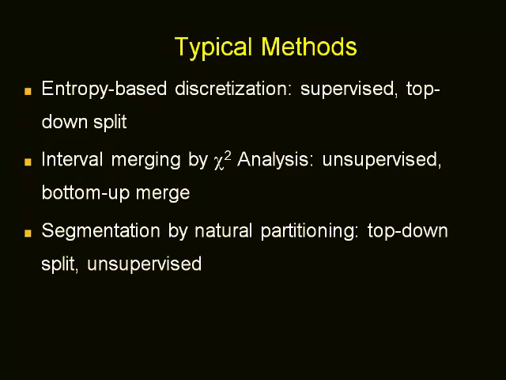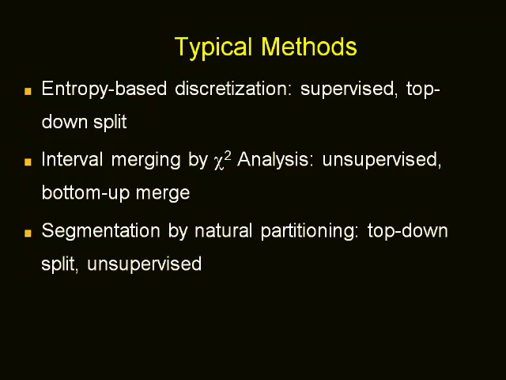Given a set of samples S, if S is partitioned into 2 intervals, say S1 and S2, using the boundary T, where the boundary T can be considered a split point, the information gain after partitioning is calculated with the formula shown on the slide. I(S, T) is equal to the ratio of the number of values in S1 to the total number of values in S, multiplied by the entropy of S1, plus the ratio of the number of values in S2 to the total number of values in S, multiplied by the entropy of S2.